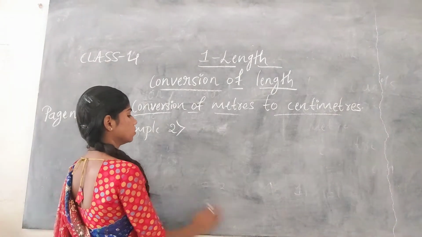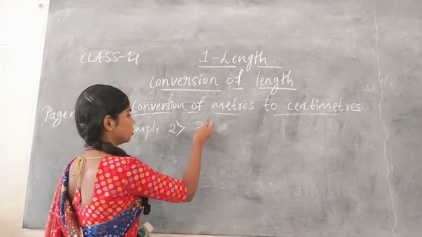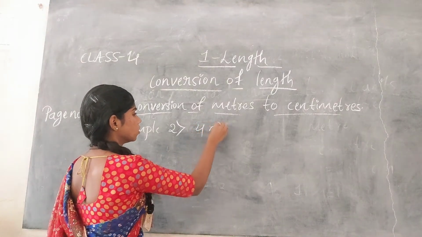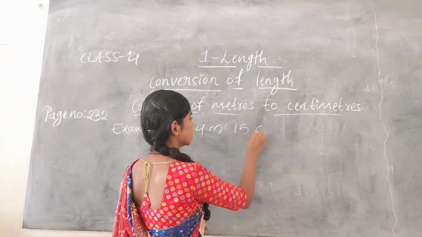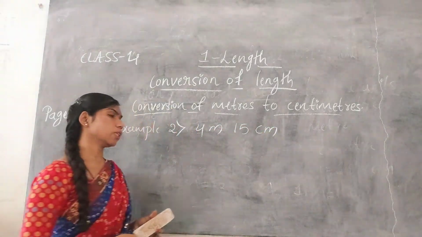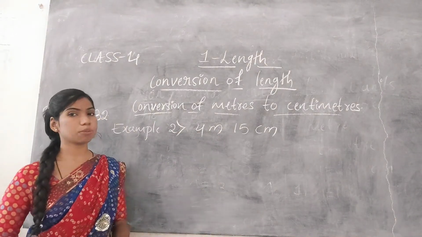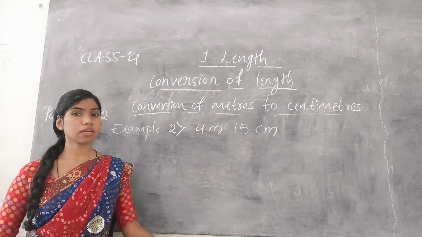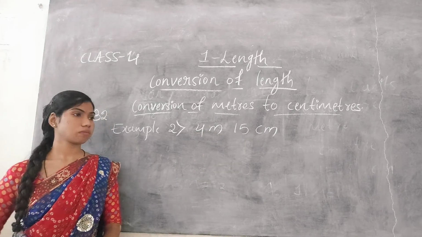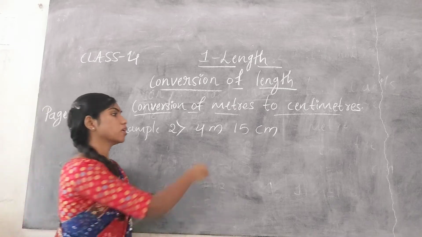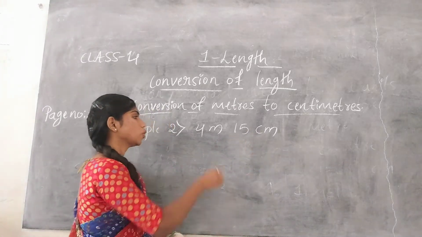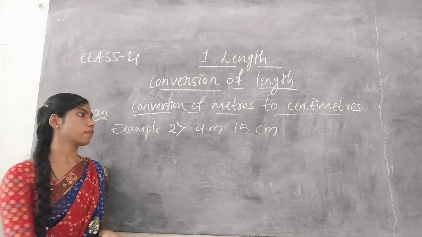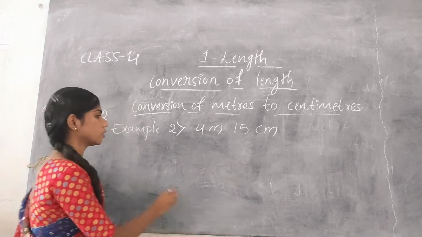So example number 2. Take 4 meter 15 centimeter. Here we have been given meter and centimeter both. So how can we convert the meter and centimeter to centimeter? If they are given meters and centimeters, convert the meter number to centimeter first.